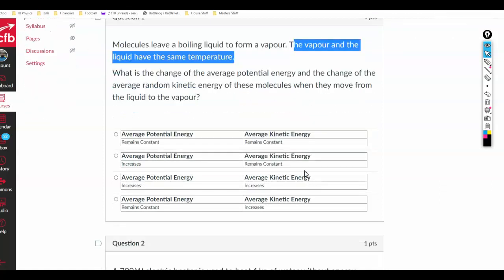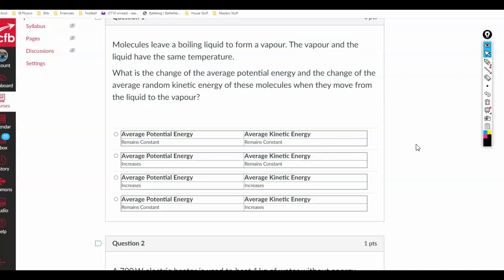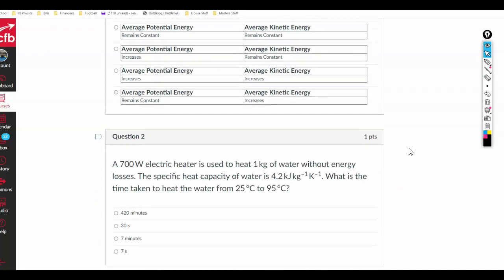But if the temperature is the same, that means the average kinetic energy is also going to be the same. However, going from a liquid to a gas, even if the temperature remains constant, it still requires an increase in internal energy. And so if the kinetic energy side is not changing, that means the potential energy side has to change, and it's going to increase. And so the correct answer to this question should be that the average potential energy is going to increase, and the average kinetic energy remains constant. Okay, so that is question 1.